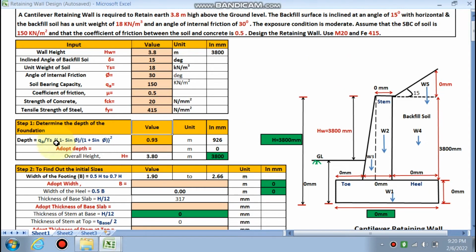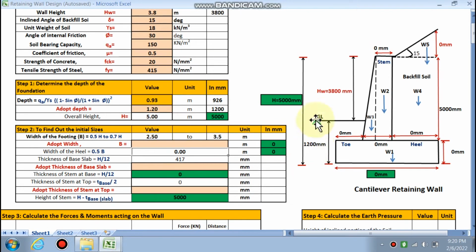Then the depth of a foundation is given by this formula. The formula is automatically put in this cell, and finally this 0.93 meter has come out, right? But we have to take the larger size. So if I am adopting 1.2 meter, then the overall height comes out to be 5 meter, right?